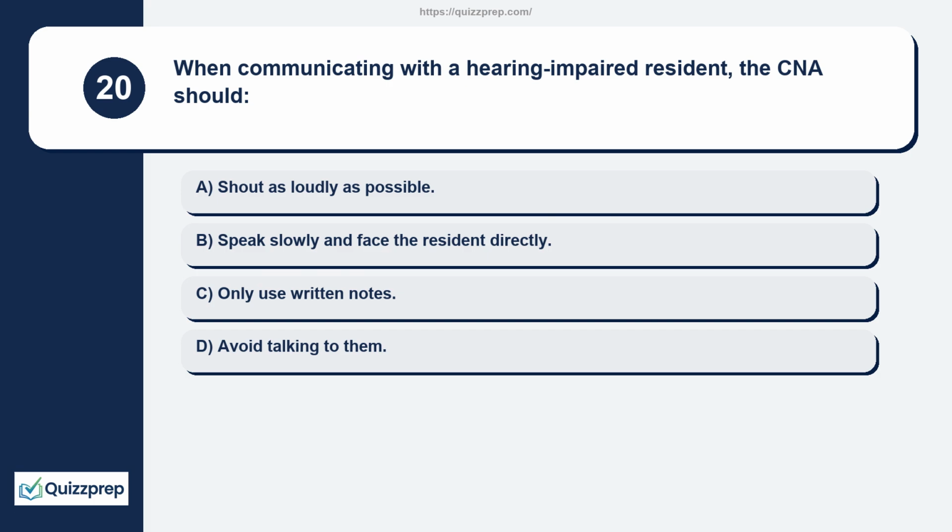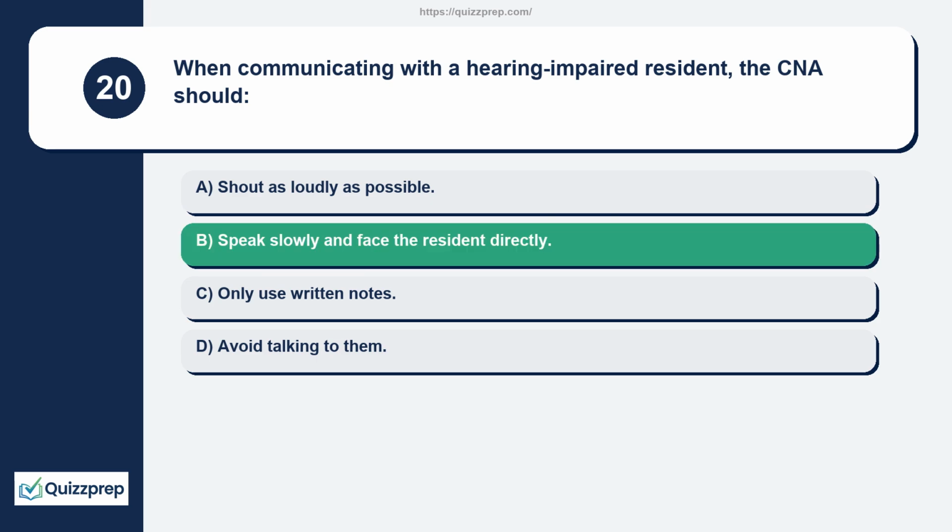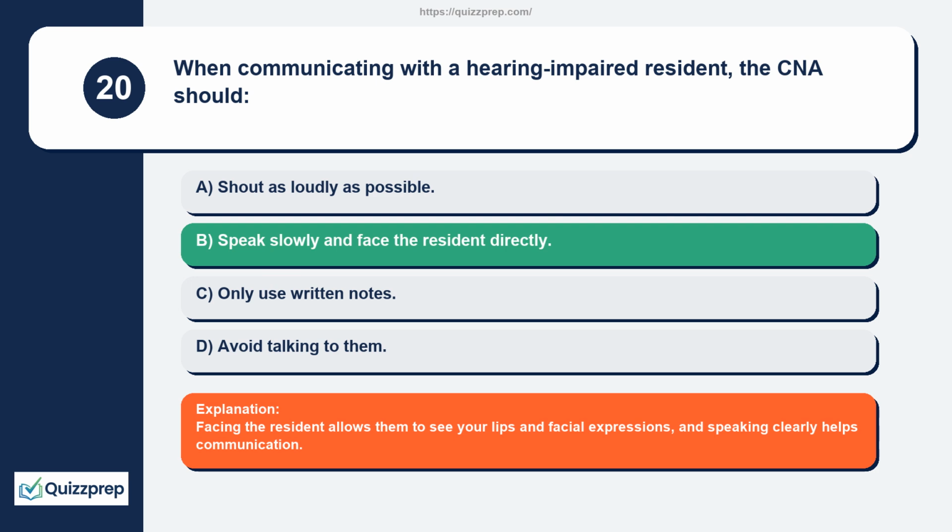Question 20. When communicating with a hearing-impaired resident, the CNA should shout as loudly as possible, speak slowly and face the resident directly, only use written notes, avoid talking to them. Facing the resident allows them to see your lips and facial expressions, and speaking clearly helps communication.